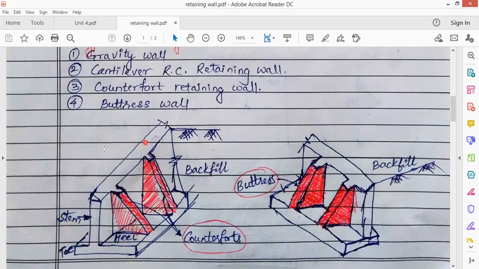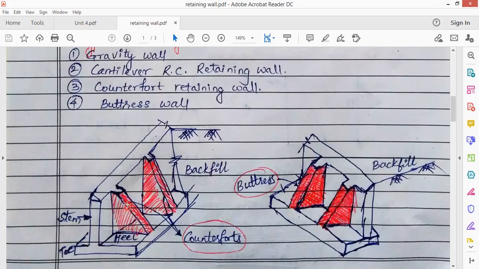So in this case, this is the soil, that is backfill means this is the soil, and towards the soil we are going to construct such vertical inclined walls. These are vertical and inclined walls. So these are called as counterfort. So if we are designing such cantilever retaining walls, then they are called as counterfort retaining walls. And if we are having such counterforts which are called as buttress, so if we are constructing the buttress opposite side of the backfill, then it is called as buttress wall. So that is the difference between counterfort retaining wall and the buttress retaining wall.